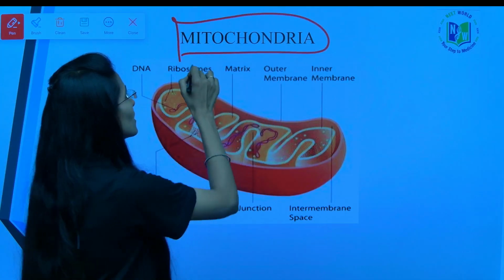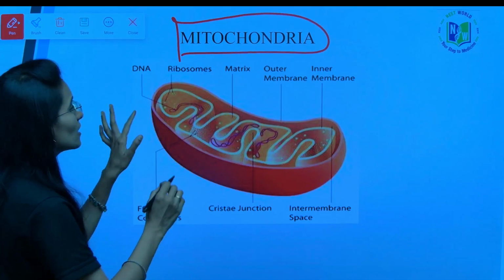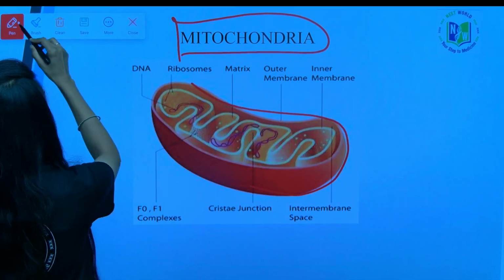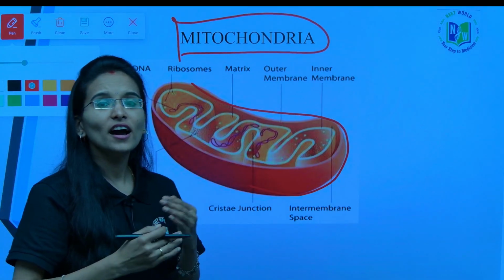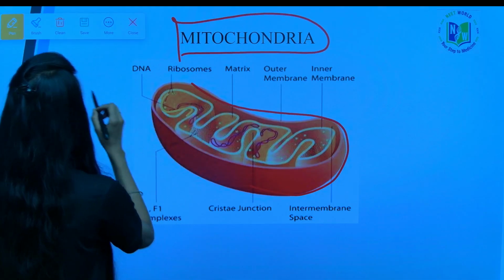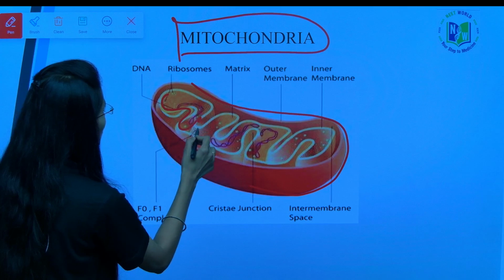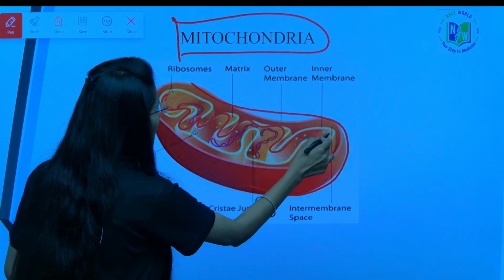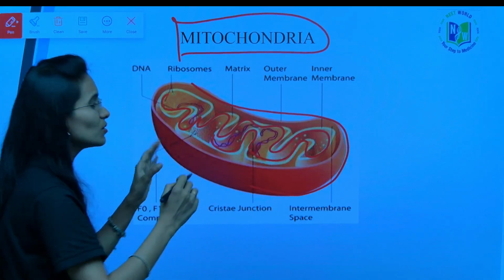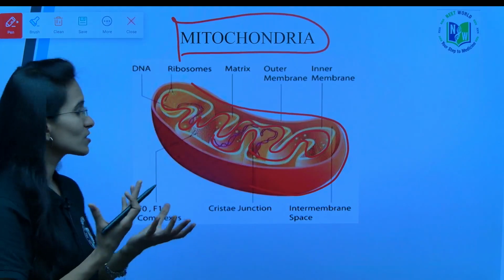It is involved in generating energy in the form of ATP. This is the outer membrane, and the inner membrane of the mitochondria is forming highly folded structures called cristae. Can you see this? This is the cristae, which increases the surface area of the mitochondria. This is the inner membrane and this is the outer membrane. It is sausage shaped. It gives the appearance of a sausage shaped thing.